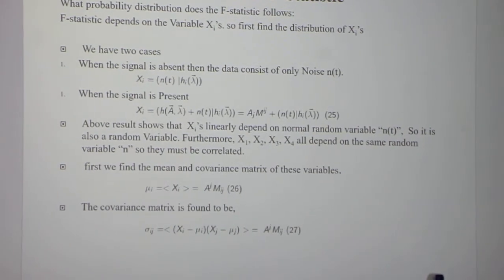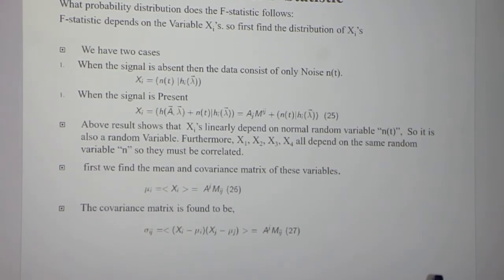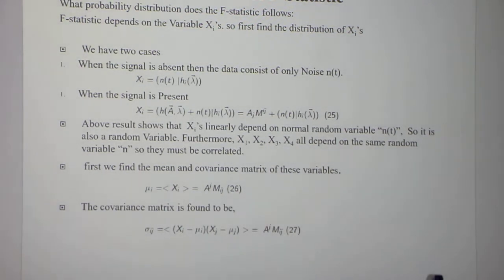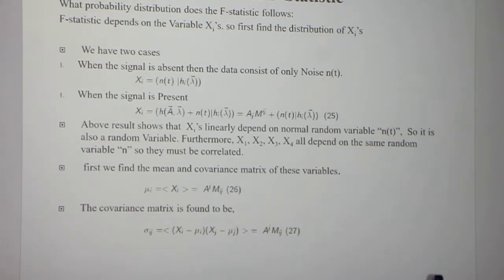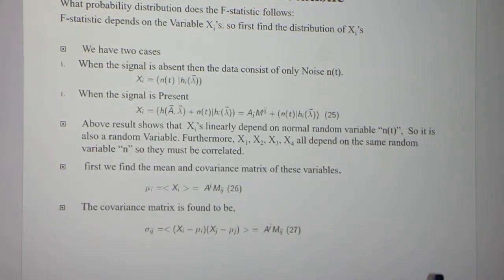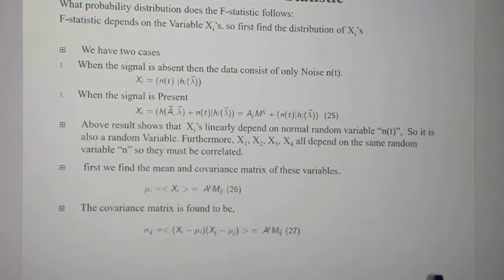If the variables are correlated, then it is very difficult for you to say something about the distribution and find the distribution. You have to take into account various factors and the math becomes complicated. So what we do next is define another variable. What we are going to do is decorrelate x1, x2, x3 and x4.